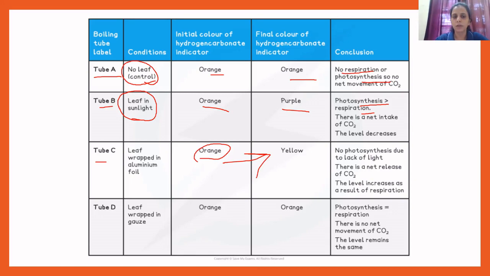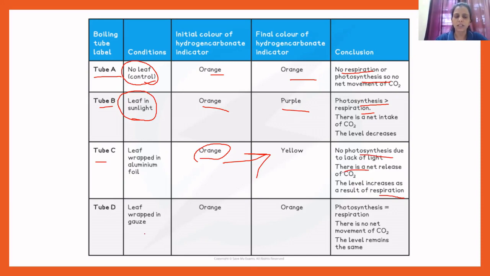This is because the carbon dioxide concentration in the air which was trapped inside test tube C has increased because here the rate of respiration was very high. No photosynthesis took place. Okay, so there was only the net release of carbon dioxide gas.